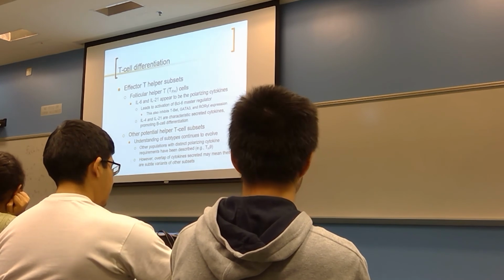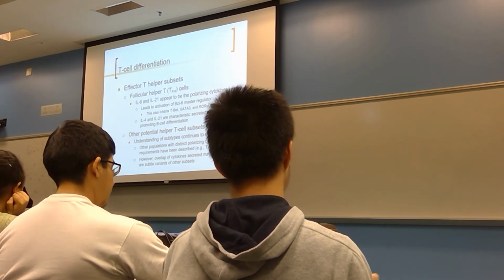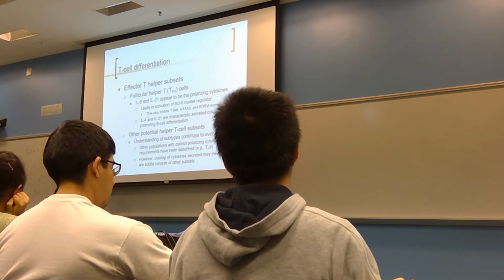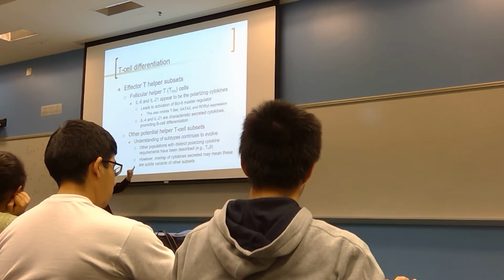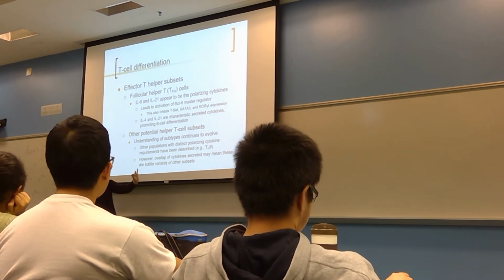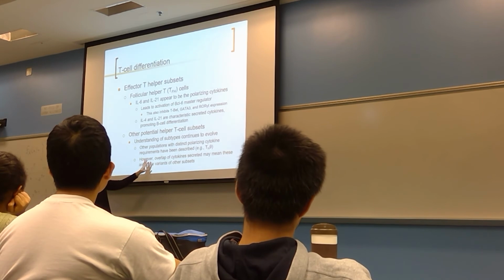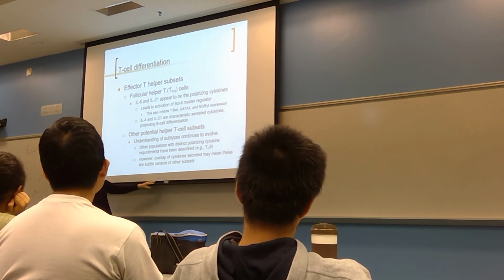Okay, T follicular, I said that. There is a possibility of other subsets. We think there's a T helper 9. We also think there's a T helper 5. I know very little about those subsets. Everyone knows very little about those subsets.